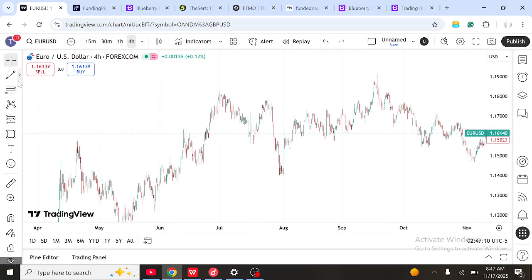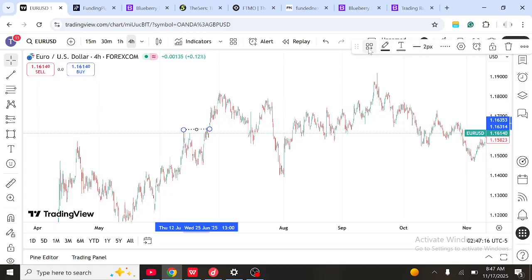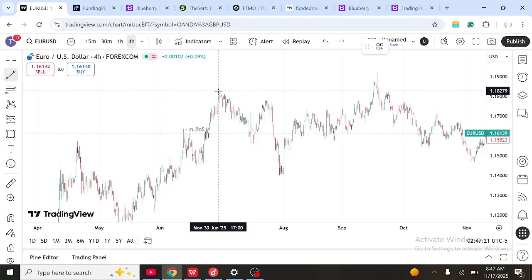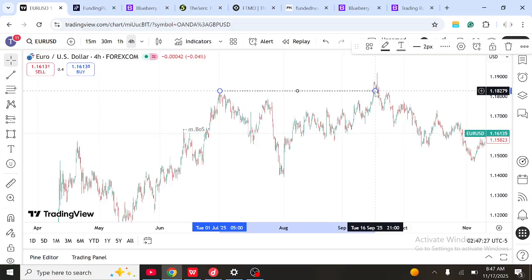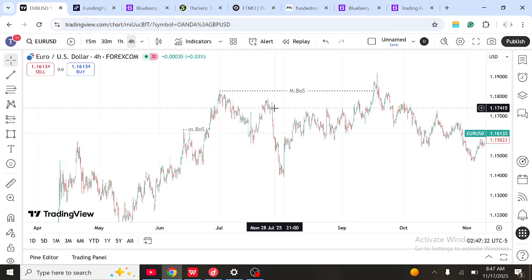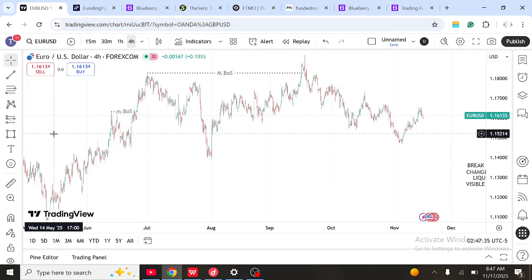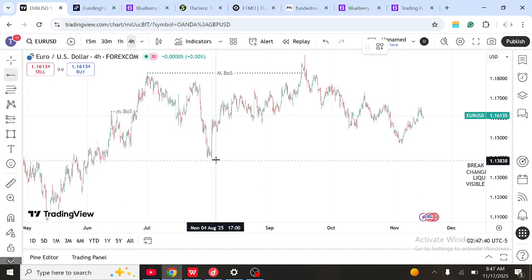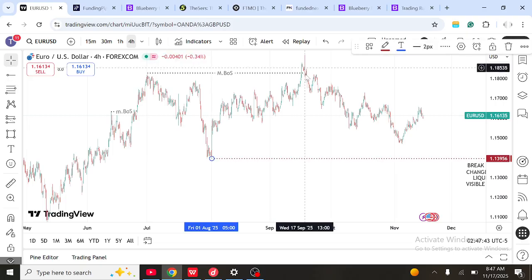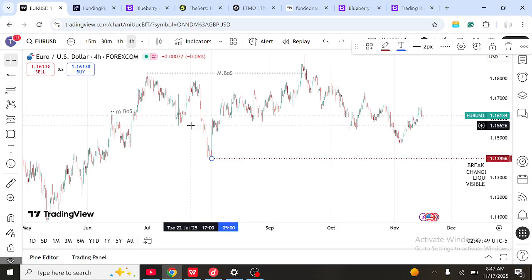So here is my minor break of structure. If you don't know what minor break of structure is, I will advise that you check my videos on market structure and liquidity. And here is my major break of structure. Okay, so now anytime I have this, for me to confirm that the market is now downtrend, price has to close below this low that caused the major break of structure. So for now, the overall trend for Euro USD is still bullish.